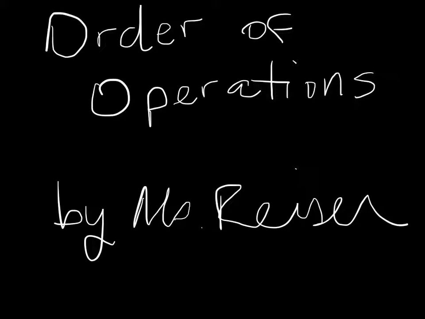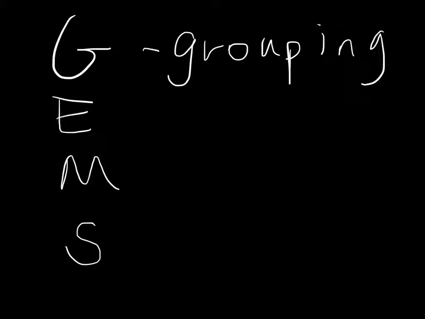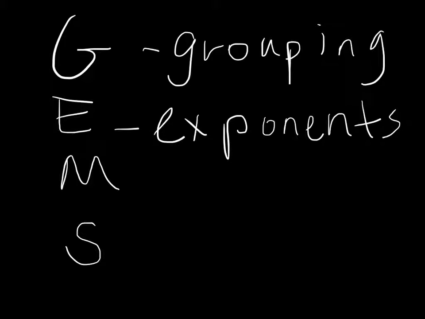The order of operations is what we use to solve problems that have more than one operation. The acronym we use to remember the order of operations is GEMS, G-E-M-S. G stands for grouping. E stands for exponents. M stands for multiply and divide. And S stands for subtract and add.